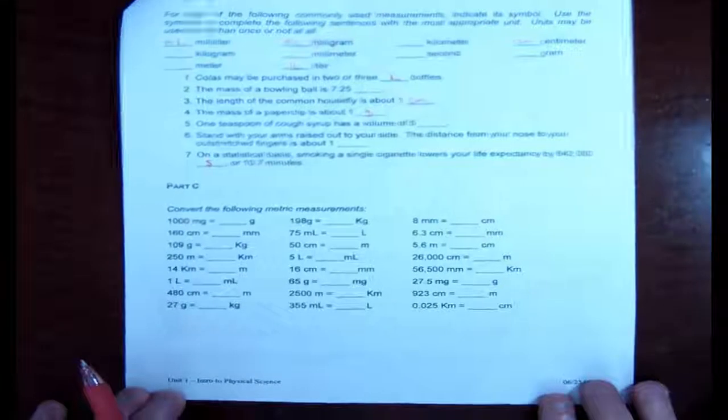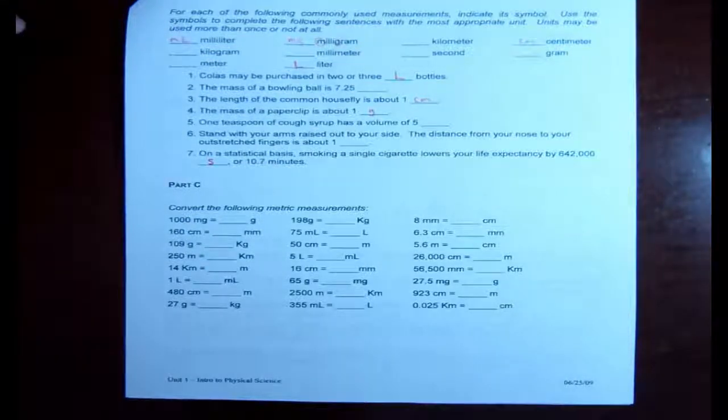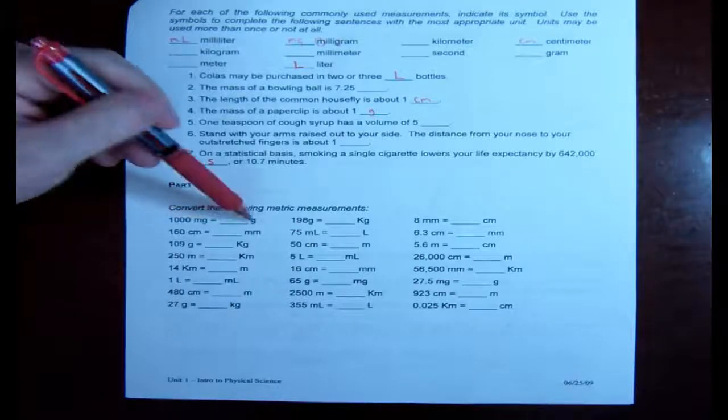Okay, so here we go. This is the real part. It's about to get real. How much time we got left? Okay, got a little bit of time. All right, convert the following measurements. So 1,000 milligrams equals how many grams?